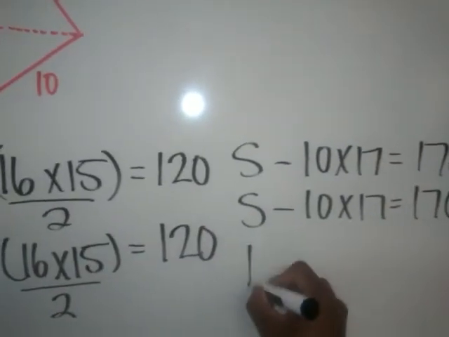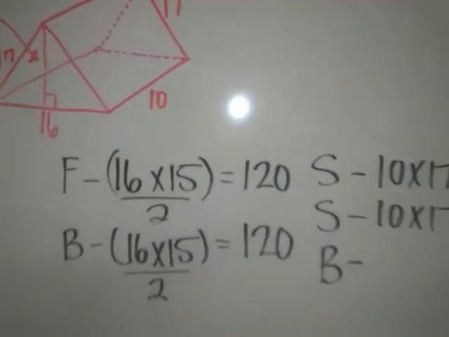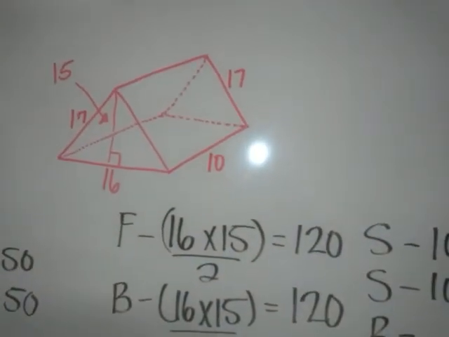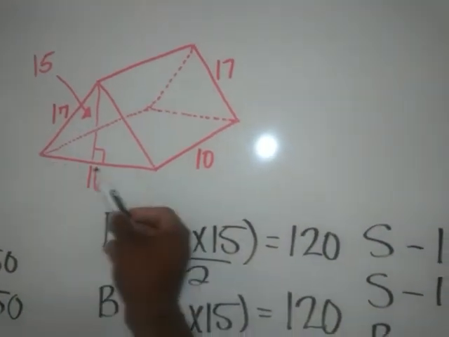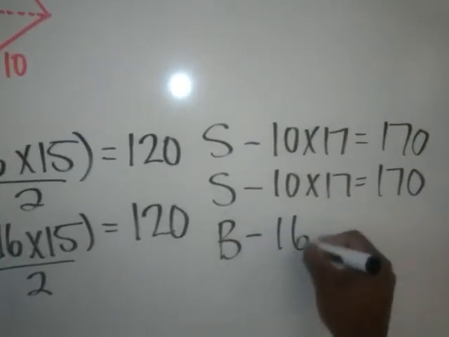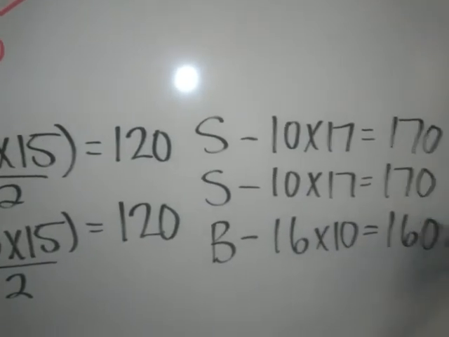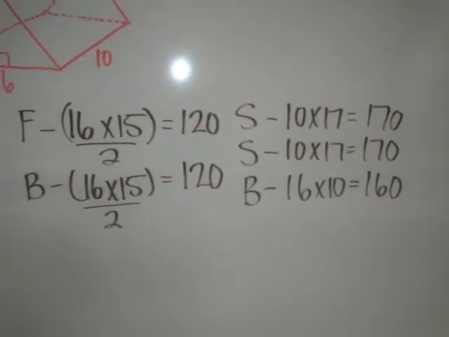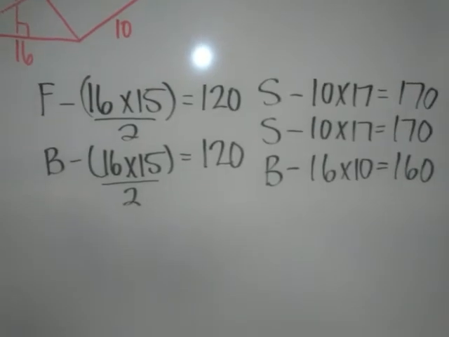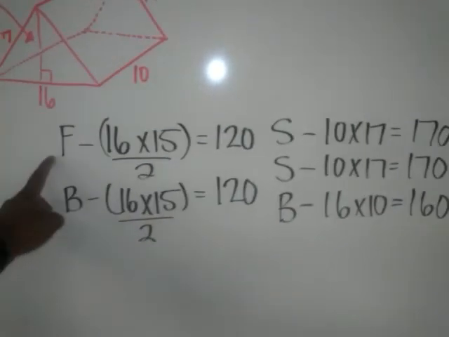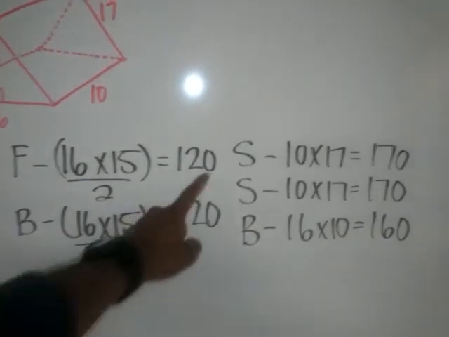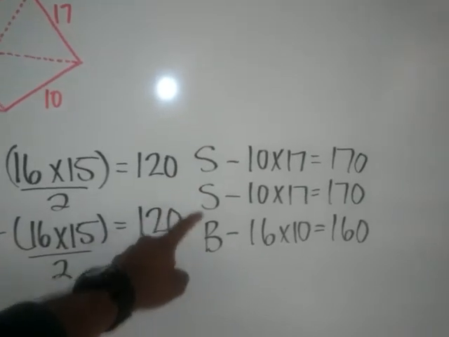The dimensions for the bottom, you can see that. It's a 16 by 10. So 16 times 10 equals 160. We have now accounted for all 5 faces. 1 face, 2 faces, 3, 4, and 5.